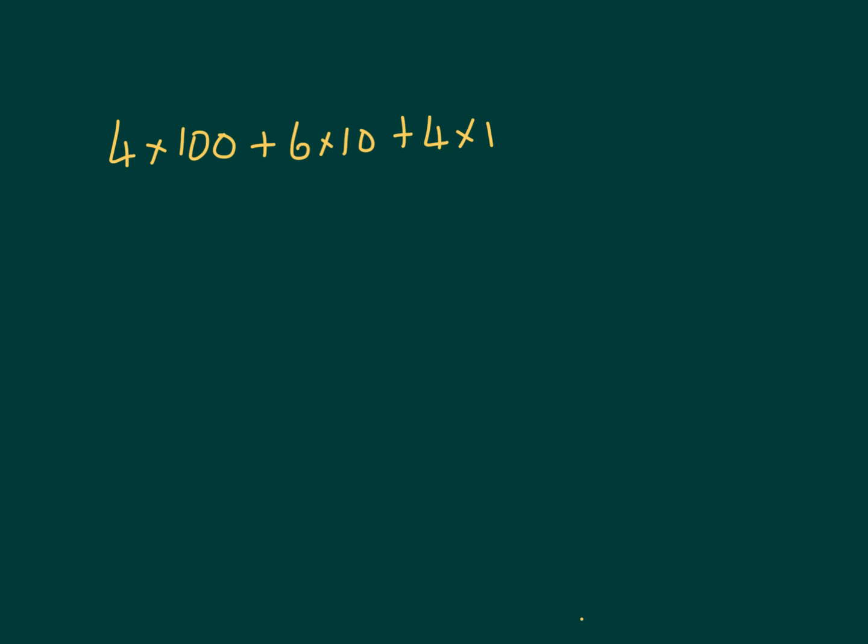And of course we can go the other way around as well. So this particular question is 4 times 100 plus 6 by 10 plus 4 by 1. So 4 by 100 is 400, plus 6 by 10 is 60, plus 4 by 1 is 4. And if we add all of that up, it becomes 464.